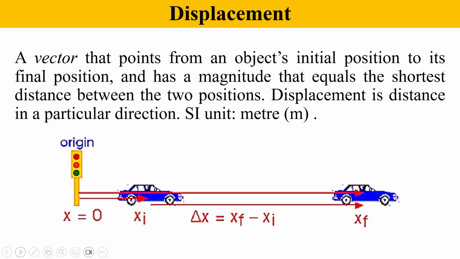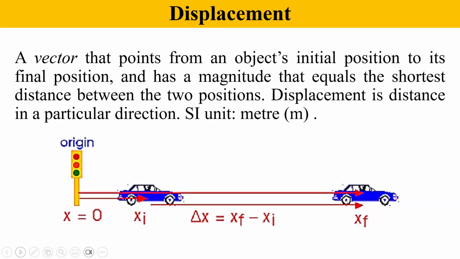So the initial position and its final position. The object has an initial position and a final position in a specific direction, over a specific time. And so we call this displacement. So it's a distance in a particular direction, and its SI unit, of course, is meters.